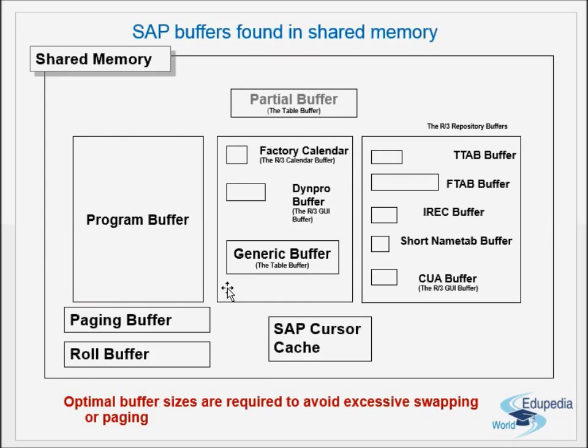Then what are the different types of buffers which we see in the SAP shared memory? And a very important point is that optimal buffer sizes are required to avoid excessive swapping or paging. If the buffer size is very small, then frequently the data has to be swapped from the buffer to the file. To get new data it has to push out the old data, so too many swaps occur, which is not good. If the buffers are very large, then it's simply a waste of space also. So you have to be very careful in setting up the optimal buffer sizes.